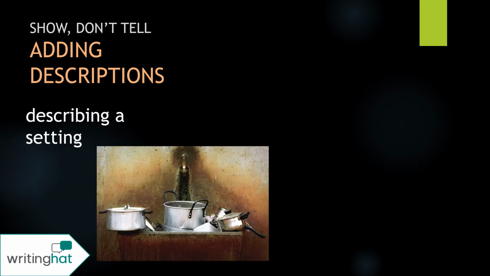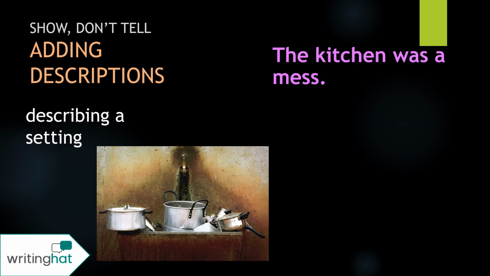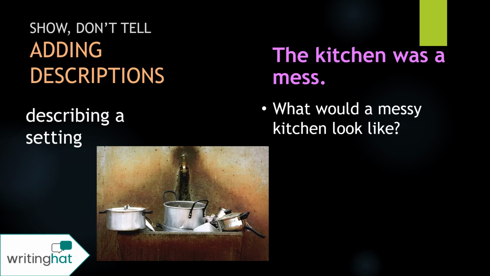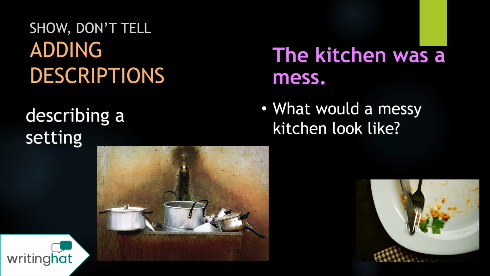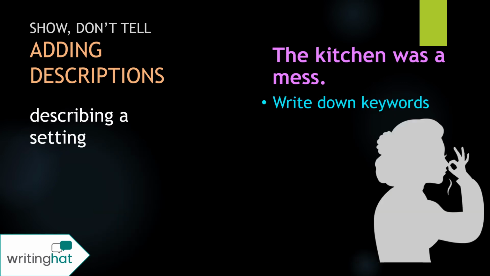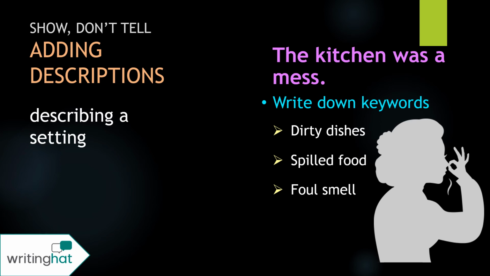For our third example, we are going to describe a setting. The kitchen was a mess. As you can see, this is a simple sentence that really does nothing to engage a reader. It would be so much better to describe the mess in the kitchen instead. What would a messy kitchen look like? Imagine it. Write down a few keywords that describe a mess in the kitchen. Dirty dishes, spilled food, a foul smell.